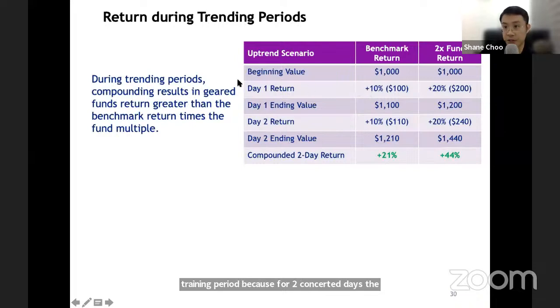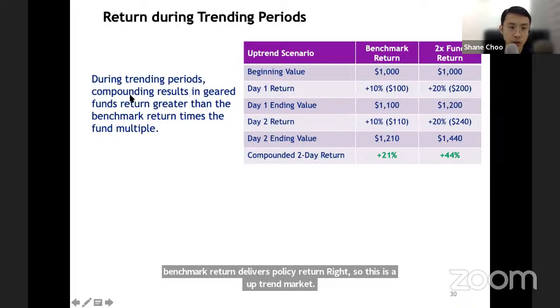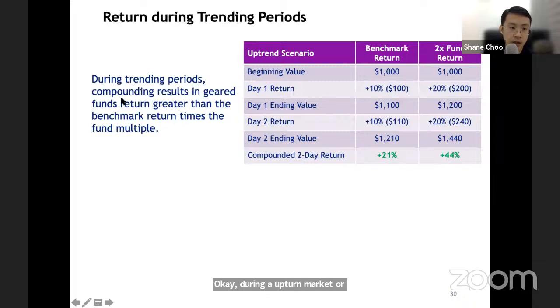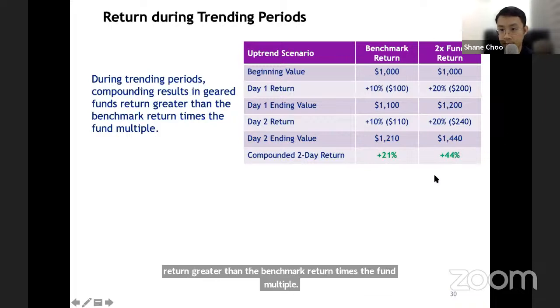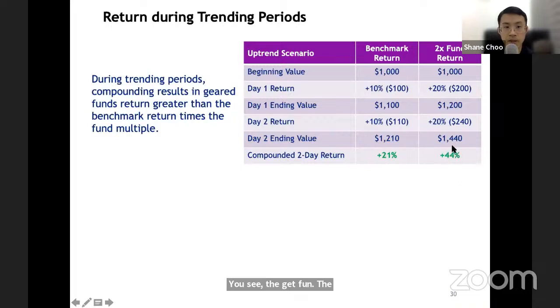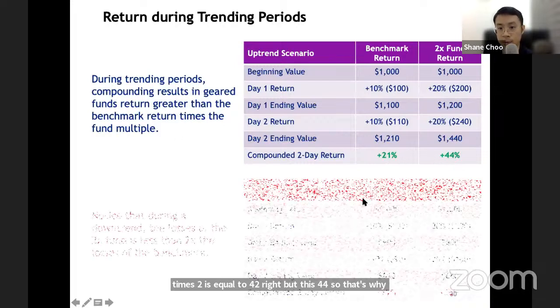Right, so this is an uptrend market. During an uptrend market or trending period, compounding results in geared fund returns greater than the benchmark return times the fund multiple. You see, the geared fund's return is greater than the benchmark return times the multiple, because benchmark return times 2 is equal to 42, right? But this is 44. So that's why it's greater than the benchmark return times the fund multiple.